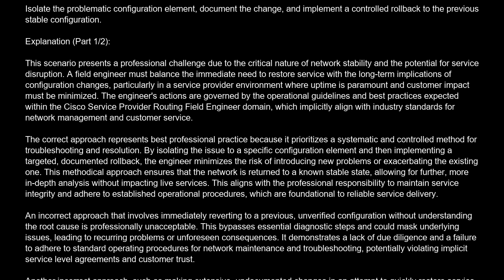An incorrect approach that involves immediately reverting to a previous, unverified configuration without understanding the root cause is professionally unacceptable. This bypasses essential diagnostic steps and could mask underlying issues, leading to recurring problems or unforeseen consequences. It demonstrates a lack of due diligence and a failure to adhere to standard operating procedures for network maintenance and troubleshooting, potentially violating implicit service level agreements and customer trust.